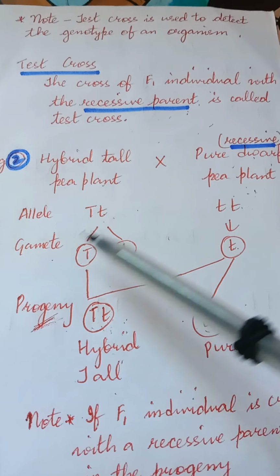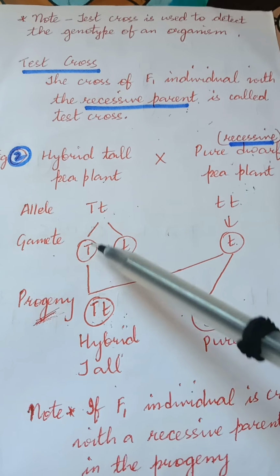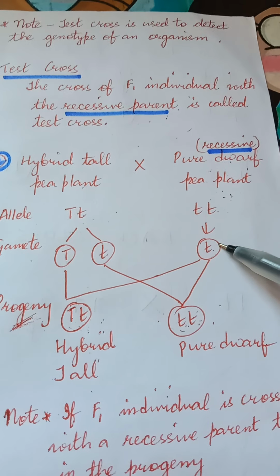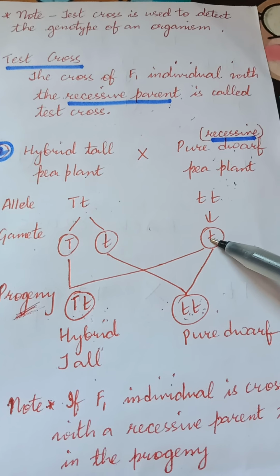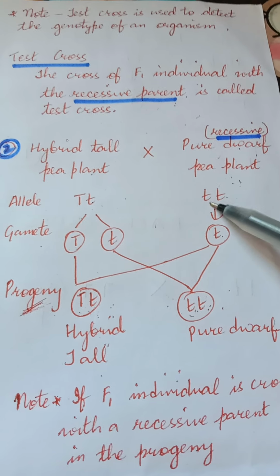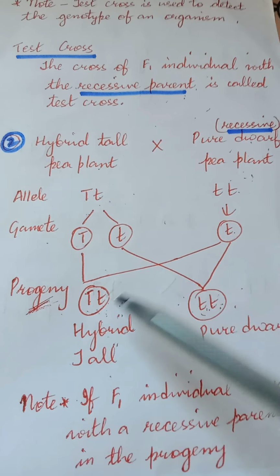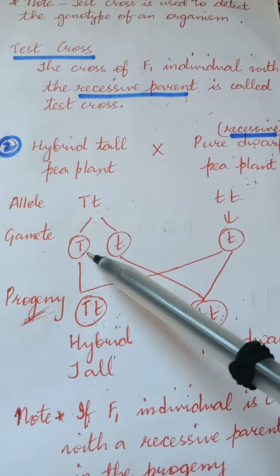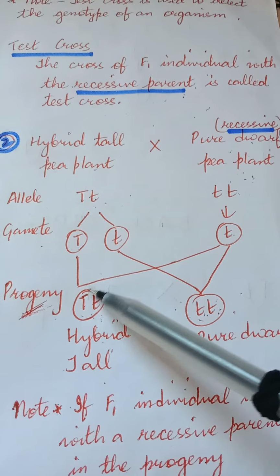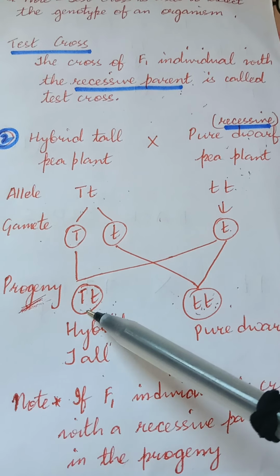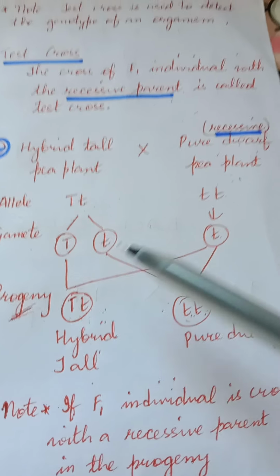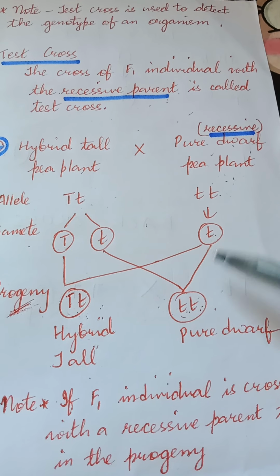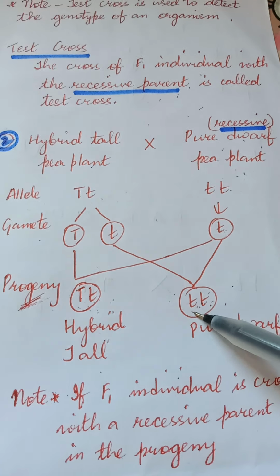The gamete that will be produced by the hybrid tall pea plant will either carry capital T factor or small t factor, because both are here. In this case, the gamete will always carry small t factor because it is pure dwarf or homozygous dwarf. Now these gametes will unite to get the offspring. Offspring means progeny or young ones. The first possibility is that the gamete carrying capital T factor may unite with the gamete carrying small t factor, so this will be the genotypic combination. The next possibility is that the gamete carrying small t factor may unite with the gamete carrying small t factor, so this will be the genotype of the offspring.